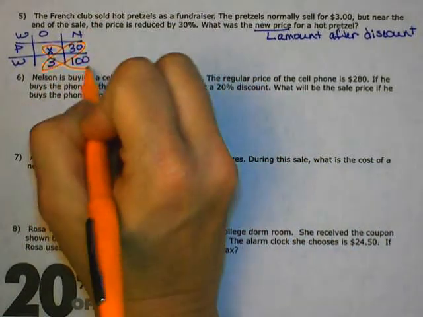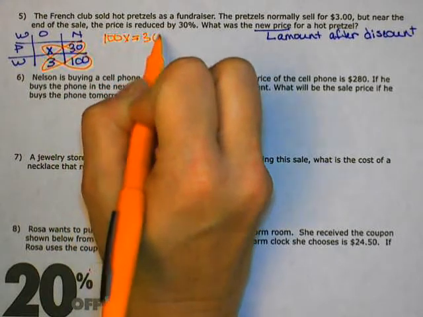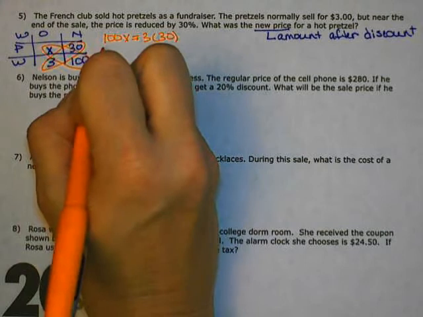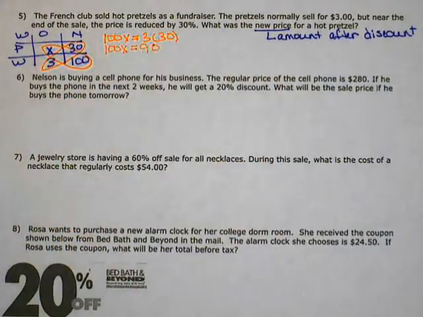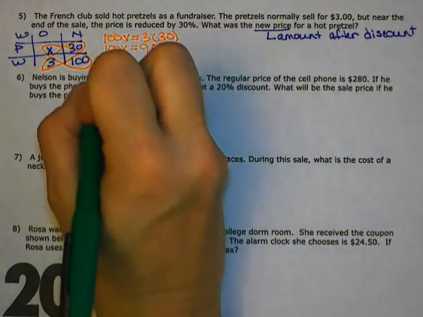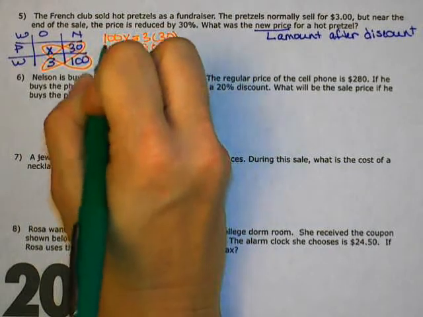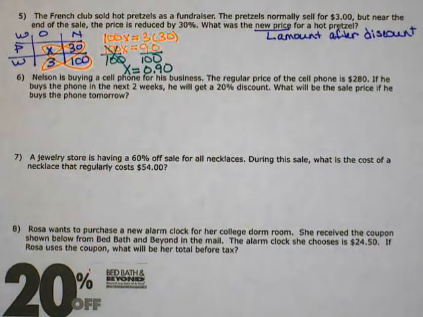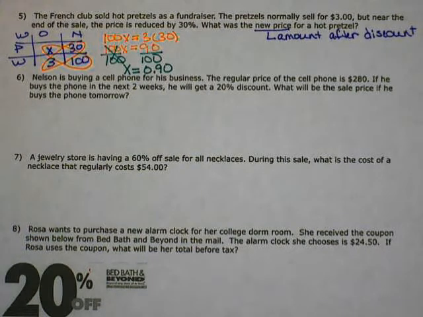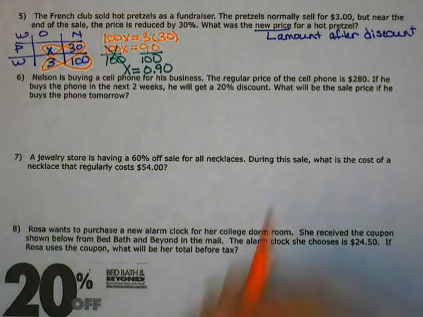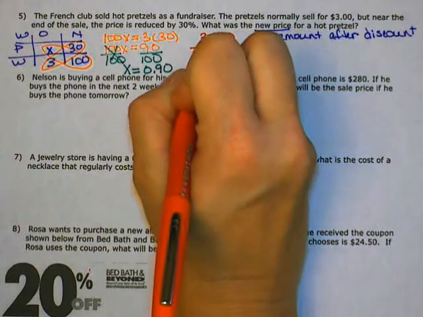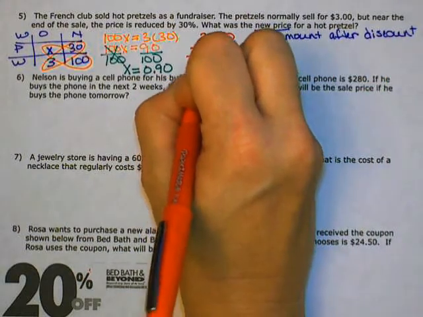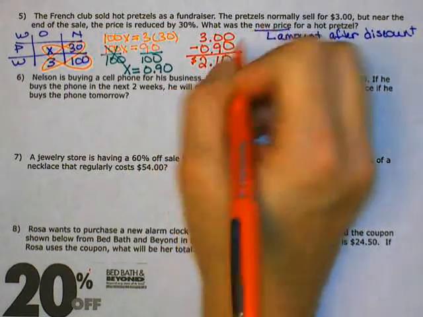We will cross multiply. 100 times x equals 3 times 30. Don't forget, you must cross multiply in your proportion. We will solve: 100x equals 90. You then divide both sides of the equation by the coefficient of 100. The discount amount is equal to 90 cents. To find out the amount after the discount, you must subtract the discounted amount from the original. Therefore, you have $3 minus 90 cents, and the sale price of the hot pretzel is $2.10.